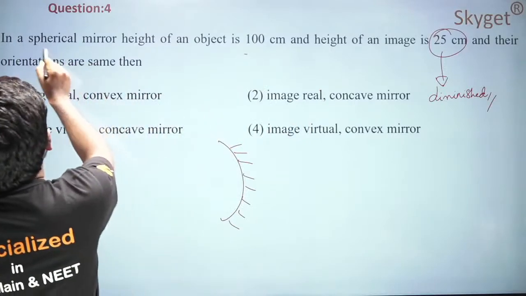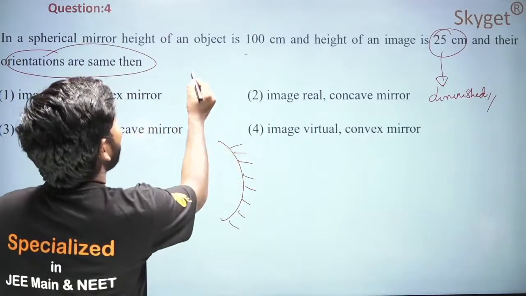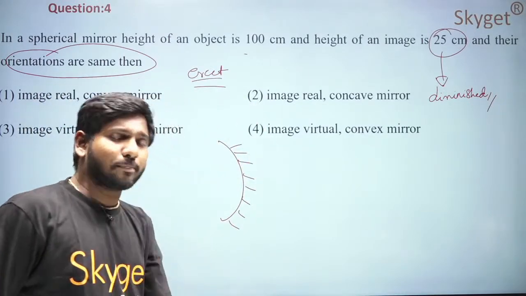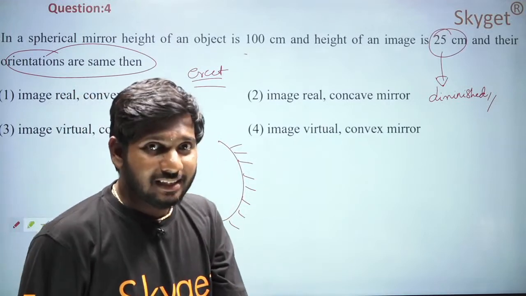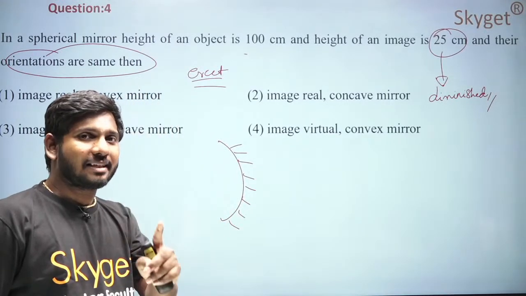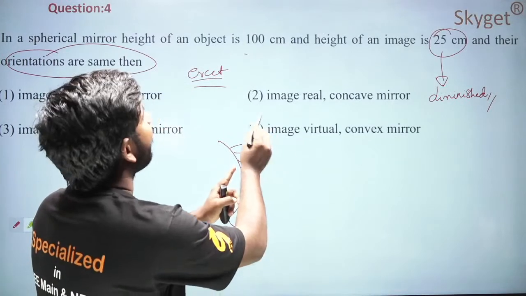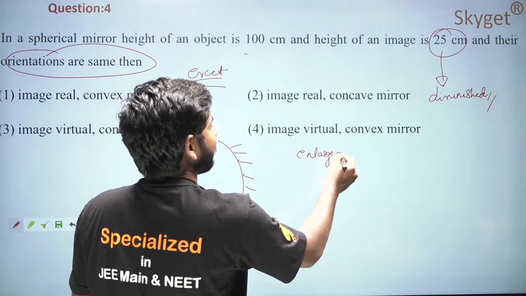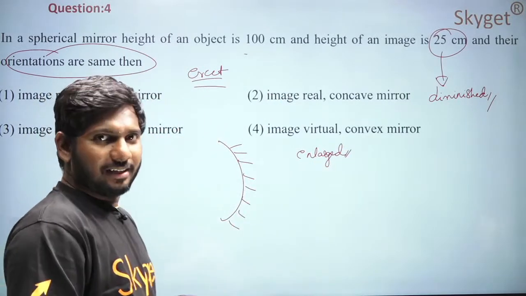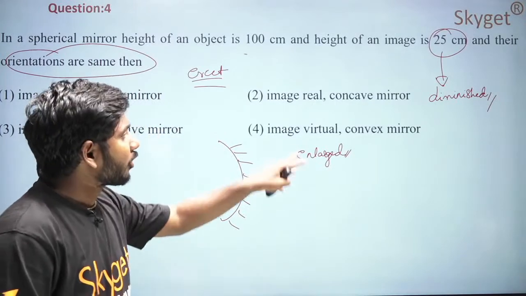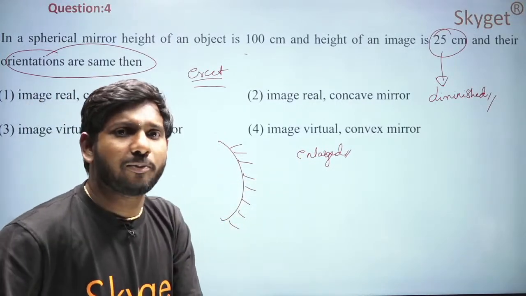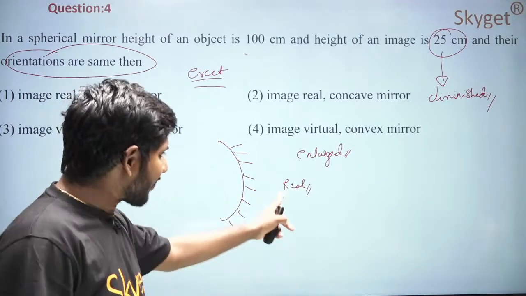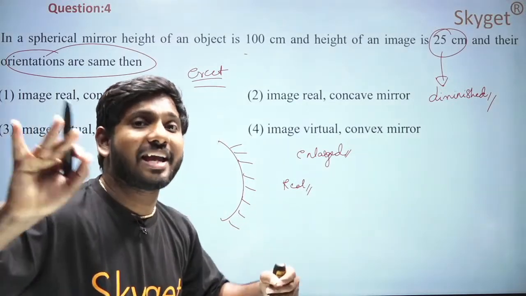And also the orientation is the same, that means erect. In a concave mirror there will be only one place where you find an erect image, but it will also be enlarged. If you want to write it for a concave mirror, you will find all the cases of concave mirror give real images. All the possible cases have real images. You can go through the textbook or apply them again.